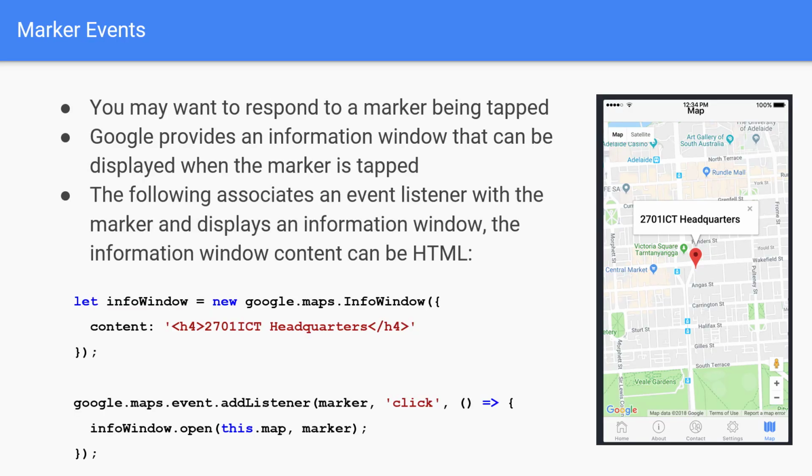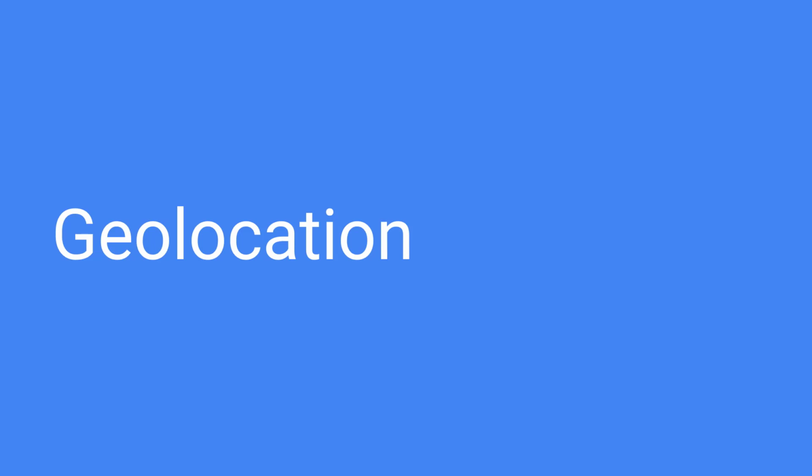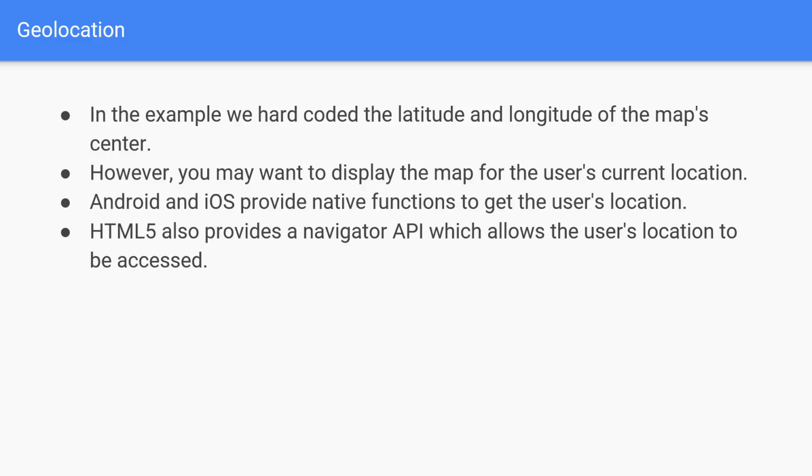You may want to respond to a marker being tapped on. So Google provides an information window function that can be displayed when a marker is tapped. So the following associates an event listener with the marker and displays an information window. The information window content can be HTML. In the example, we hard-coded the latitude and longitude of the map's center.